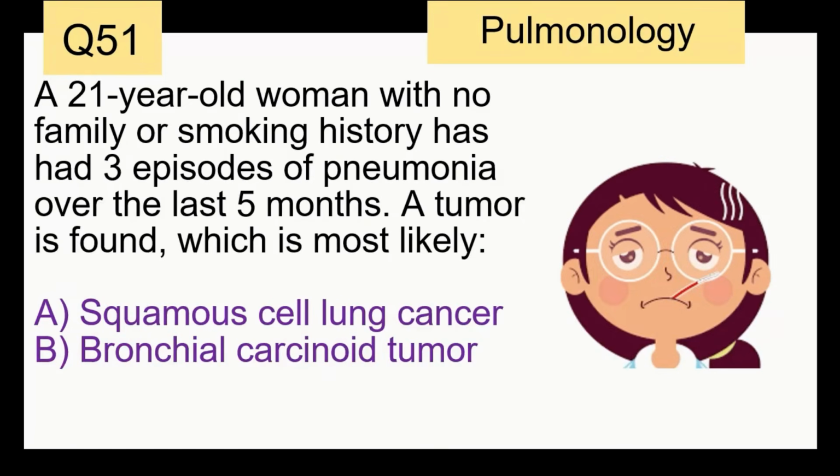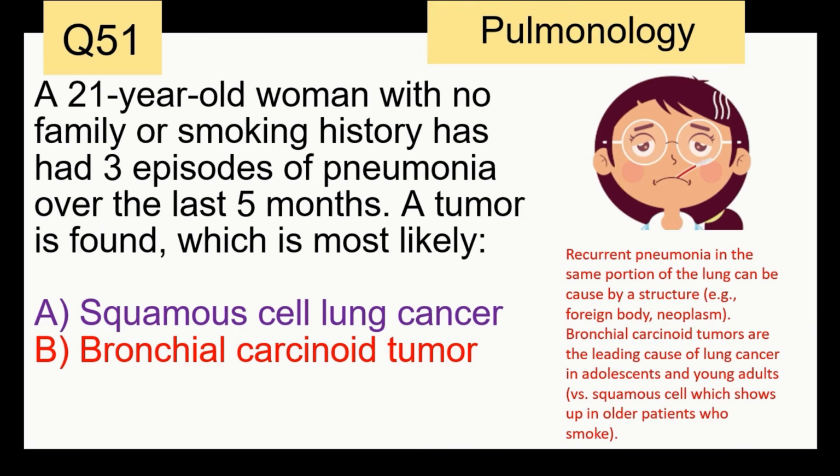Question 51. A 20-year-old woman with no family or smoking history has had 3 episodes of pneumonia over the last 5 months. A tumor is found, which is most likely. So it's the bronchial carcinoid tumors and these types which cause the obstructions, which cause the recurring pneumonia, bronchial carcinoid tumor. It's in the same portion of the lung. I didn't write that in the question. Bronchial carcinoid tumors are the leading cause of cancer in adolescents and young adults, and it's characteristic that since they can occur in the same portion of the lung, they can cause a recurring pneumonia.